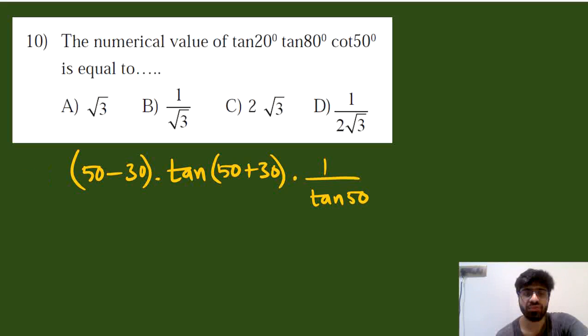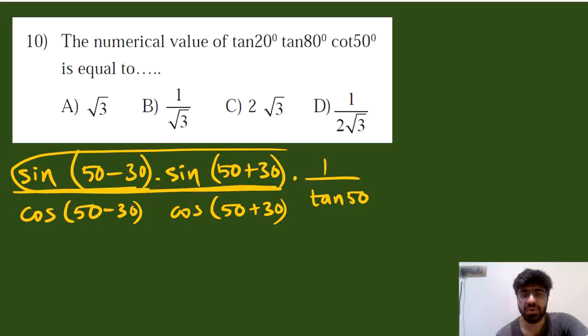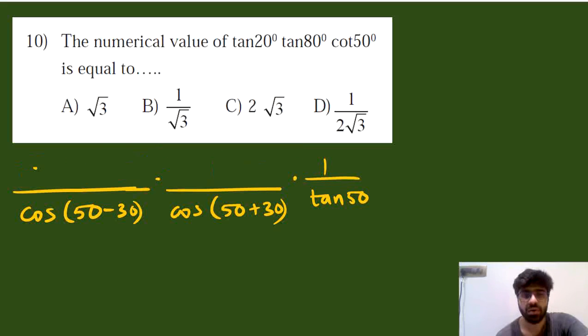Okay, tan of 50 minus 30 is like sin of 50 minus 30 upon cos of 50 minus 30, and tan of 50 plus 30 is sin of 50 plus 30 upon cos of 50 plus 30. In the numerator, you have sin A plus B into sin A minus B. That will be sin square A minus sin square B. So that is equal to sin square 50 minus sin square 30. Sin square 30 will be equal to 1 upon 4.